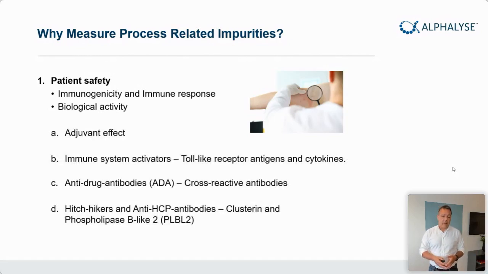So I've just listed them here. I don't want to go through them all, but for example, immune system activators like cytokines have been monitored and caused problems, and also anti-drug antibodies with cross-reactivity against antibodies have been seen in different projects. And finally, also hitchhiker proteins, HCPs, like clusterin and phospholipases have been detected in different projects and caused delays, and even some projects that were failing completely. So, of course, we need to look at the host cell proteins from a patient safety point of view.